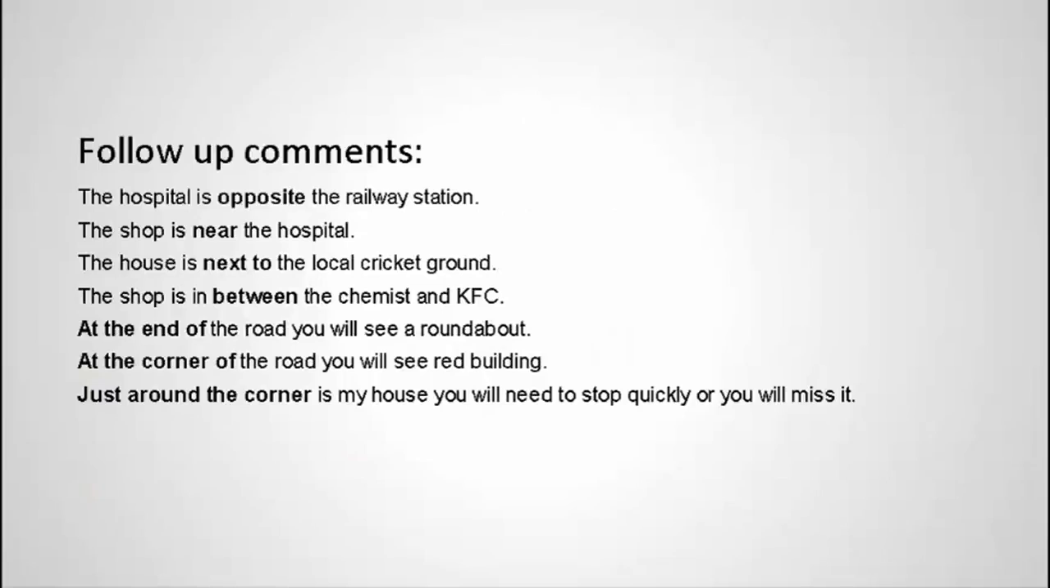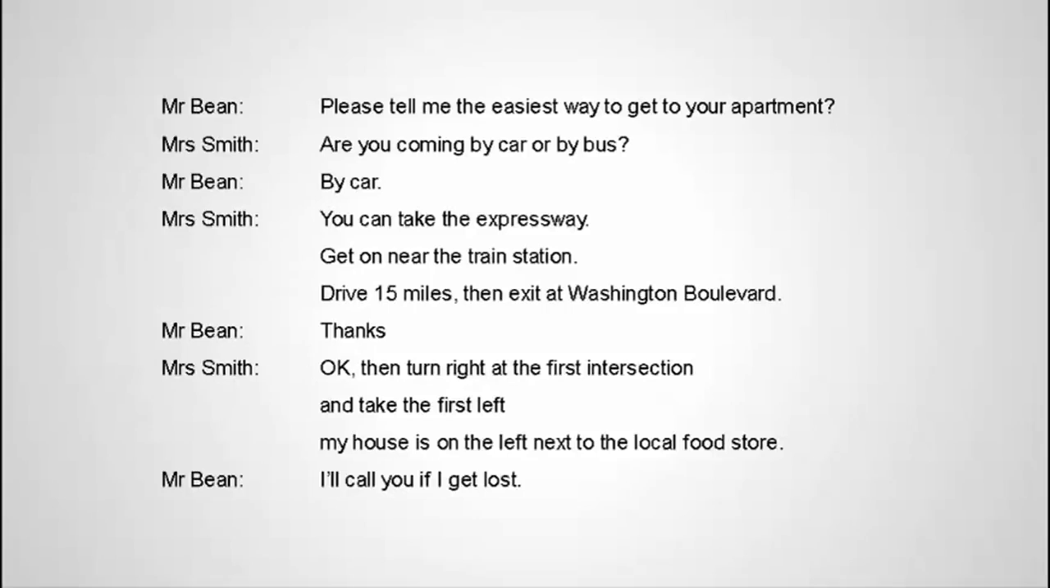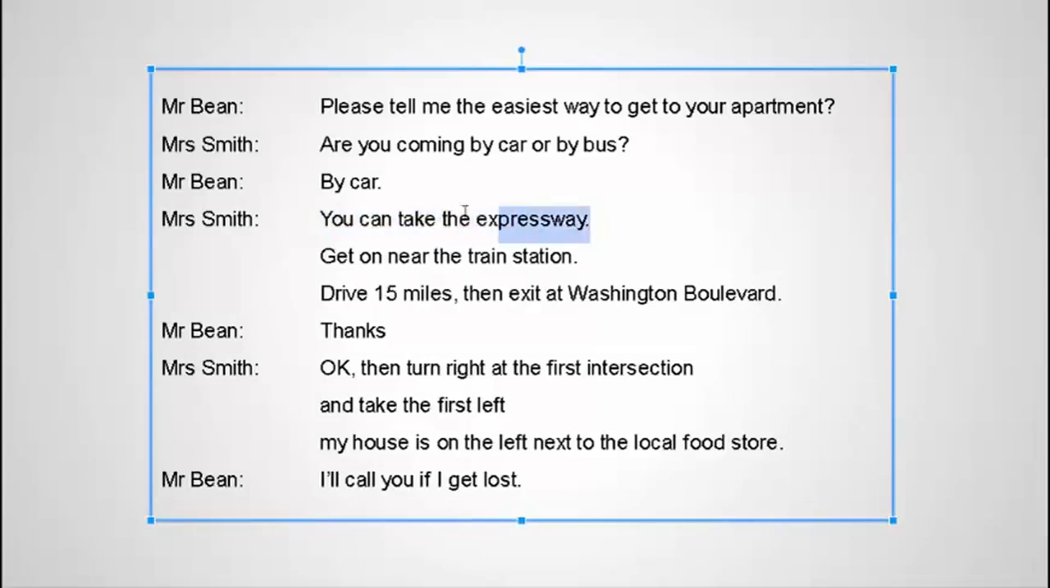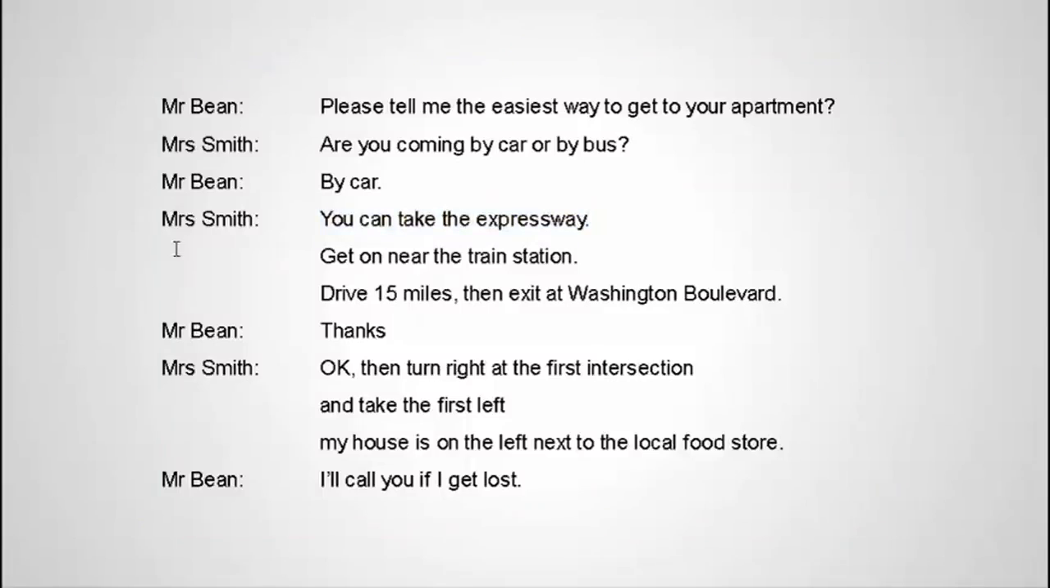And here's some comments that you can say, like the hospital is opposite the railway station. The hospital is across from the railway station. Here's another thing I showed you at the beginning. You can take the expressway. That's not the imperative command. He's just mentioning an option. Then he starts using the imperative.